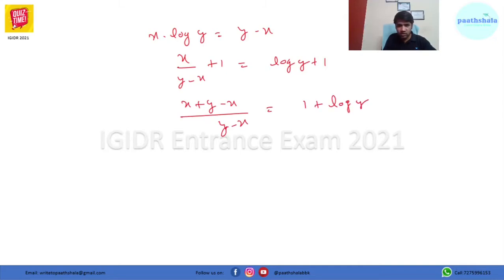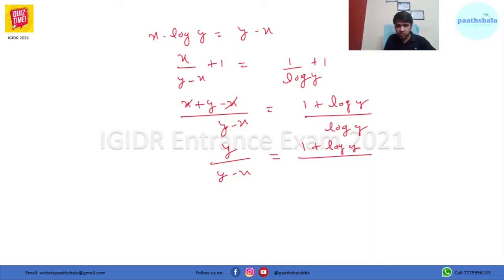So x and x get eliminated, we'll get the value of y upon y minus x, and here it will come out to be 1 upon log y. Sorry for that. So this will come out to be 1 plus log y upon log y. Now let's put the value of y upon y minus x in the differentiation.